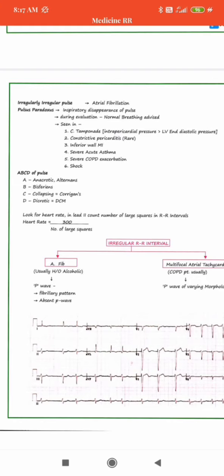Now multifocal atrial tachycardia has an irregular RR interval, with P waves of different morphologies. We have to remember the management of MAT, the multifocal atrial tachycardia: DC shock is contraindicated, and we should treat the cause. And for rhythm control, we use verapamil and diltiazem.